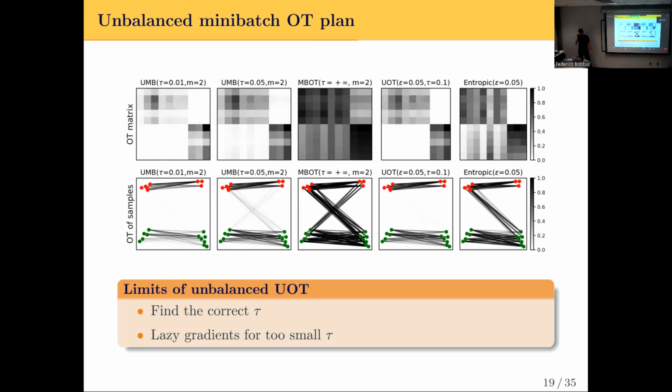However, this is not the case of unbalanced OT because it is simply too costly to transport the first cluster to the second cluster if I play correctly on tau. So I need to find the correct tau. And when tau is too small, the problem that we can have in practice is that we can have lazy gradients, which will slow down the training of your neural networks.